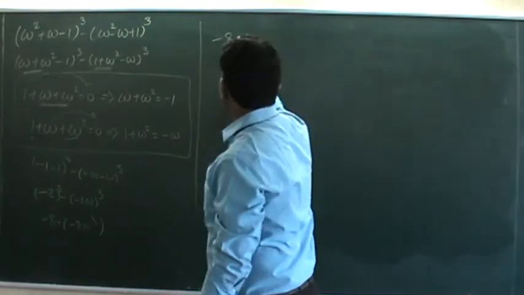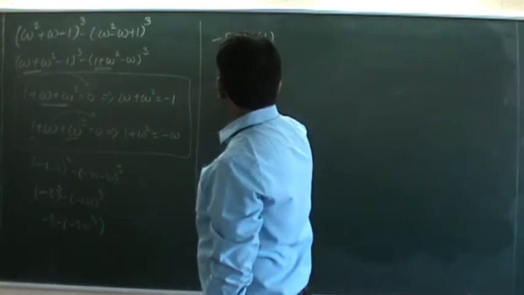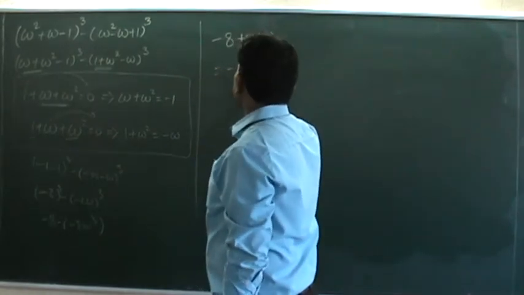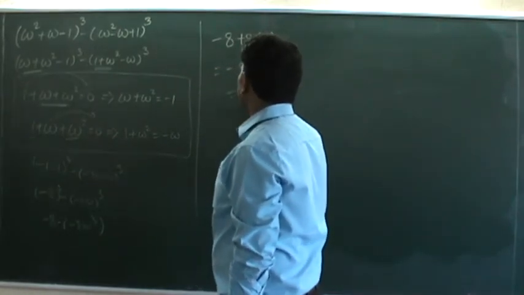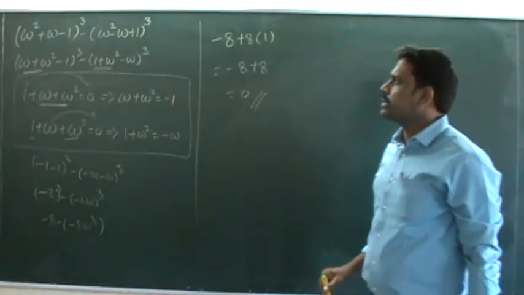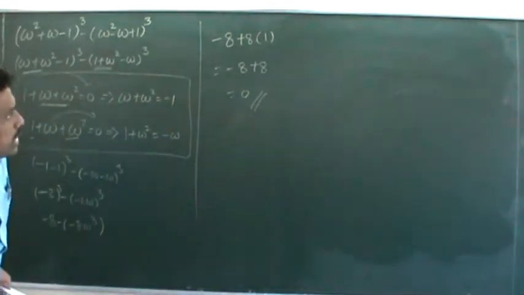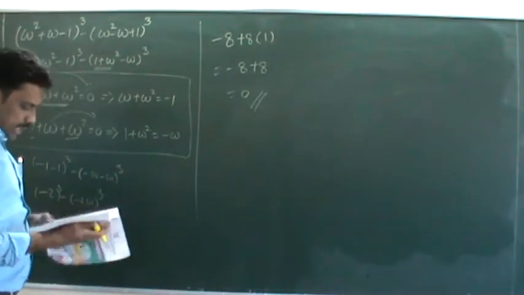Here minus into minus plus 8. Omega cube value is 1. So the answer is minus 8 plus 8. What is the answer? Answer is 0. So these are the very important questions. These are called the cubic root of unity. Okay, children. Now we'll go to another question on this model.